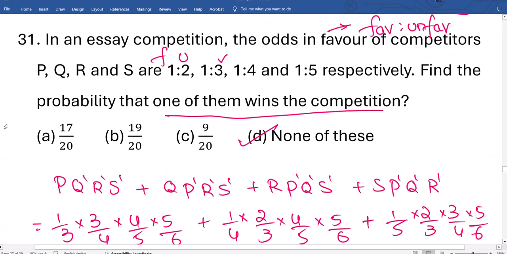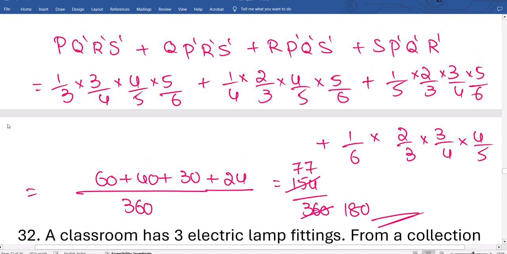One should win among those people, but this is a procedure, and that too probability is not given directly. They said odds in favor of, so that's favorable out of unfavorable, we need to convert. When P wins, remaining all lose. When Q wins, remaining all will lose. R winning, remaining losing. S winning, remaining losing. This is how you can create the equation.